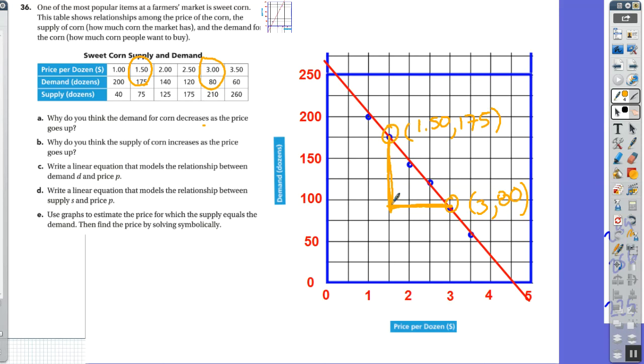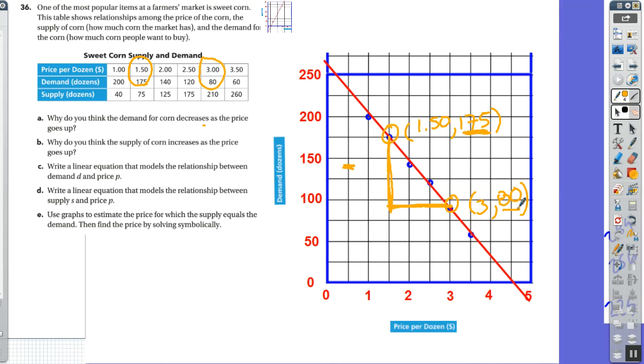So let's examine the rise. Well, I know I'm going down when I'm looking at the graph from left to right. So if I'm going down, that's telling me that I'm moving in a negative direction. So I have a negative rise. And I can't just count the boxes, and I don't know how far down I go anyways. So I have to look at these two values. I'm going from $1.50 to $3. And I know that I'm using the wrong values. That's funny. I'm going from 175 to 80. So what is the difference between 175 and 80?